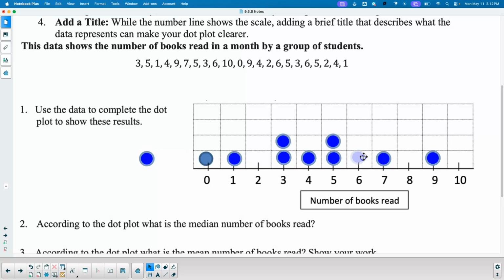6 gets 1. 10 gets 1. 0 gets 1. 9 gets a second 1. 4 gets a second 1. 2 gets 1. 6 gets 1. 5 gets another. 3 gets a third. 6 gets a third. 5 gets a fourth. 2's got 1. 4 gets a third one. 1 gets a second.